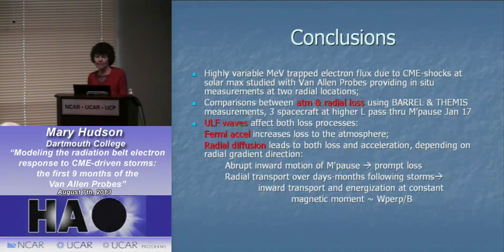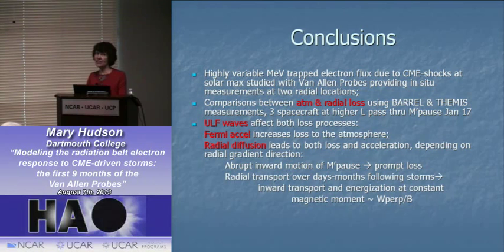And so, concluding, the highly variable MeV trapped electron flux is certainly strongly affected by CME shocks at solar maximum, and the launch of the Van Allen probes was driven to have them up there for solar maximum and the declining phase. We are working on comparisons between atmospheric and radial losses, and we are using some other spacecraft. Certainly we will always look at GOES, and we're looking at THEMIS.